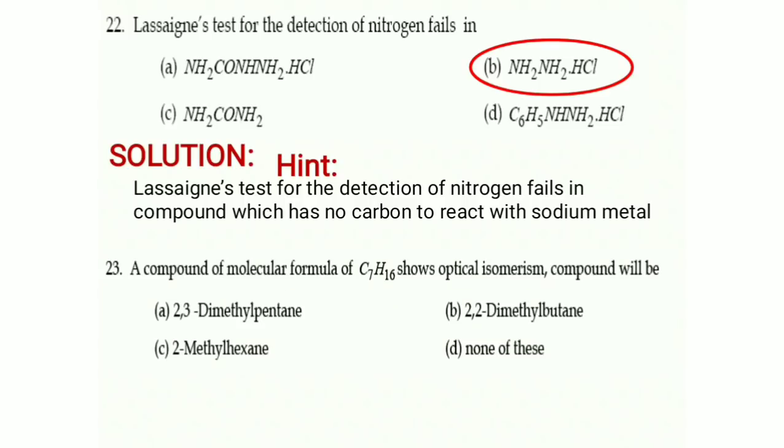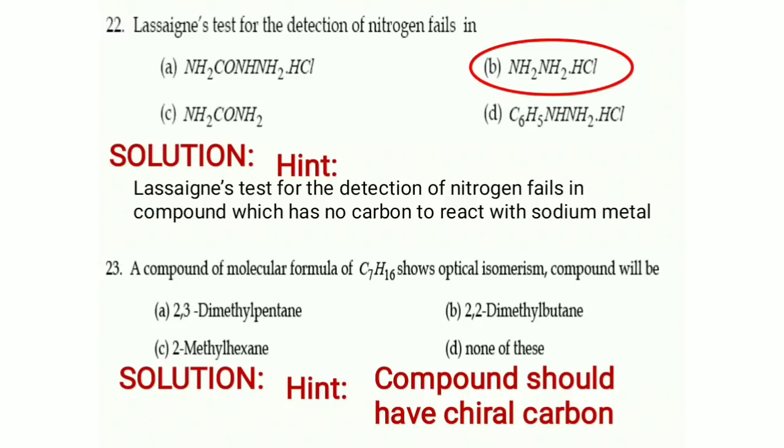Then, a compound of molecular formula C17H16 shows optical isomerism. Very simple hint, your basics should be very strong for such questions. Remember, the hint I will give you is chiral carbon. Chiral carbon should be there. In which case is chiral carbon there? Go on seeing that. Write the structure and analyze. So the answer you are going to get is A. Remember that chiral carbon is present in A; in the remaining there is no chiral carbon.